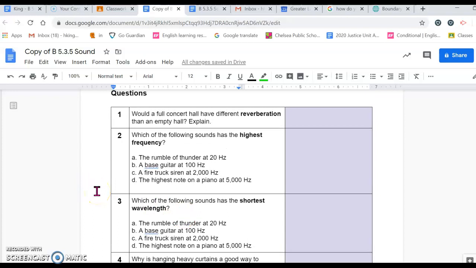Okay, guys? So again, feel free to reach out if you need help. I think all of this information is really interesting because it's information that we can use in real life.